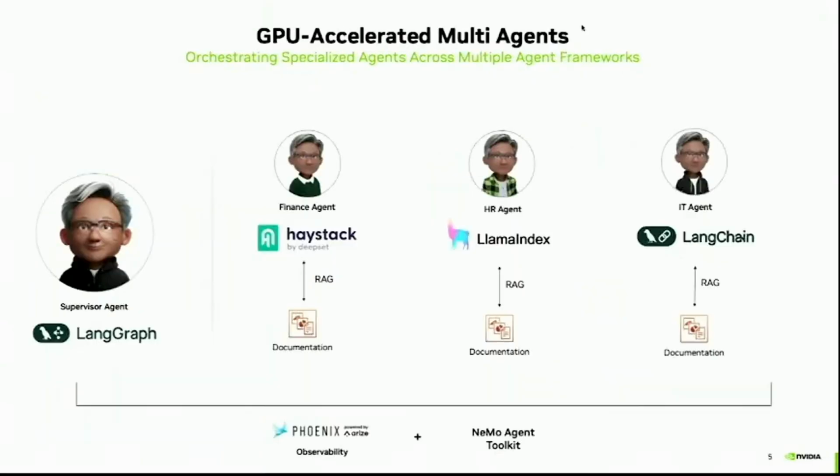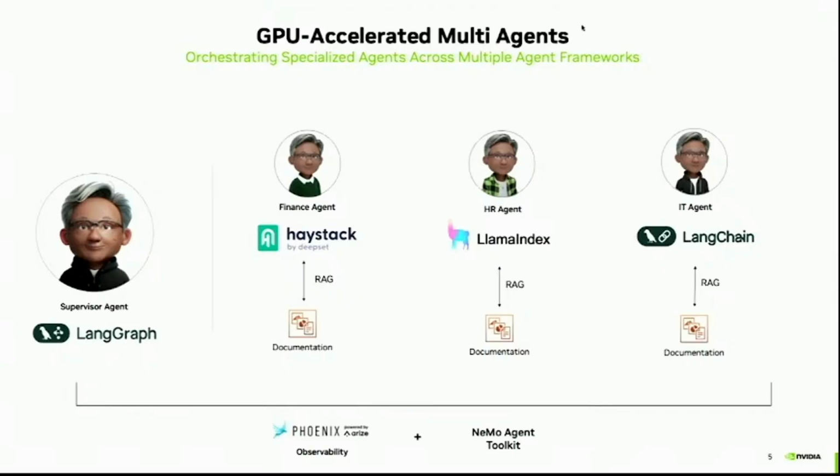So let's take a quick demo of how to build these GPU-accelerated multi-agentic frameworks. Imagine an enterprise with multiple teams, and those teams have their own agentic workflows built with different frameworks. In this case, there are three agents: HR, finance, and IT. These are built with different agentic frameworks with knowledge bases relevant to their specific departments. We are combining all three agents and controlling them using a supervisor agent, which is built with LangGraph in this case.